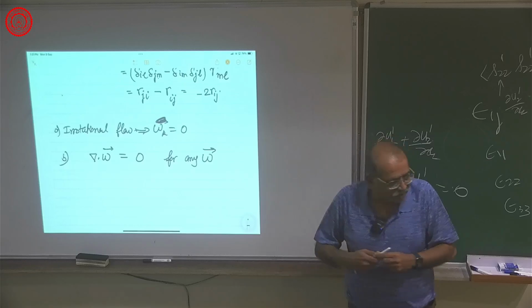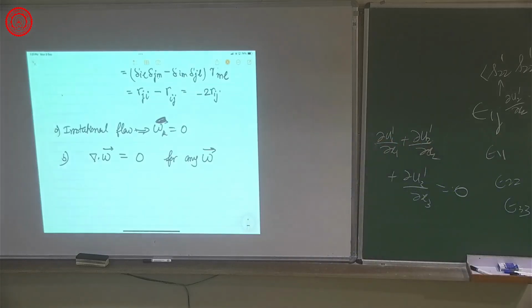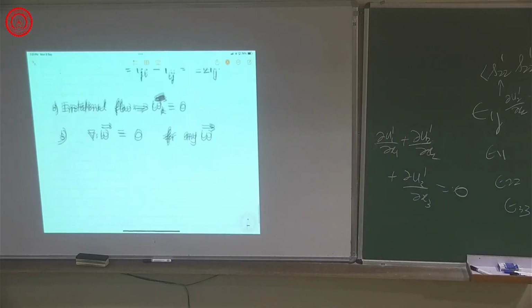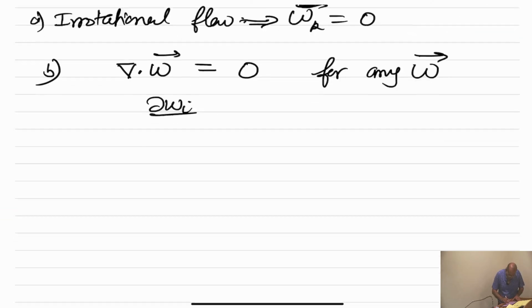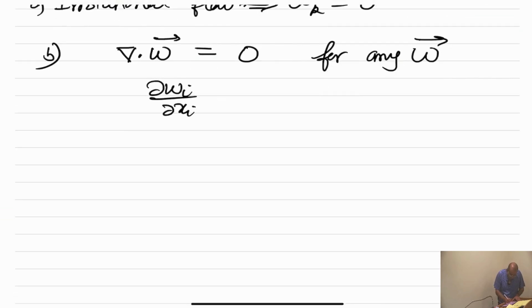And this is something which I think you should all remember, we may need it. So in tensor notation, how will I write it? Del dot omega is partial omega_i by partial x_i is equal to 0.